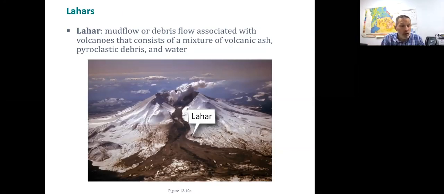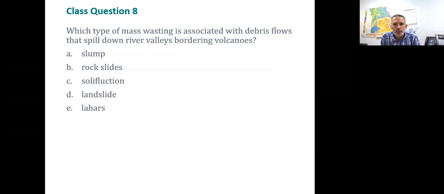We've already mentioned in our chapter on volcanoes that we're putting out a tremendous amount of ash and water coming out of the volcano. And if we have glaciers melting at the tops of these volcanoes, it can create these mud flows associated with volcanoes called lahars. So what is a mud flow caused from a volcano? Yes, this is a definition of a lahar.